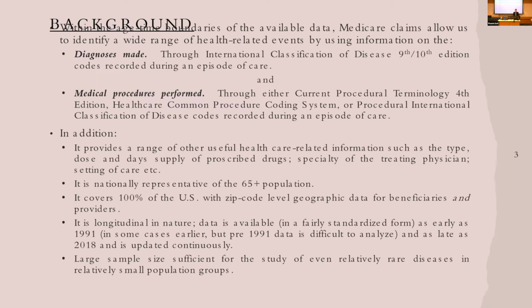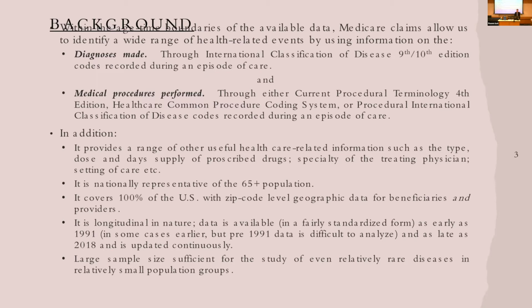It's longitudinal in nature and data is available in a reasonably standardized form from as early as 1991, as late as 2008, and it gets updated fairly reasonably. So it is possible to get data from before 1991. It's probably, for most research applications, not a good idea because it doesn't look the same as the later files do. And it's so far away that a lot of the practice has changed. So you can look for it, but I don't think there's too much benefit to be had.